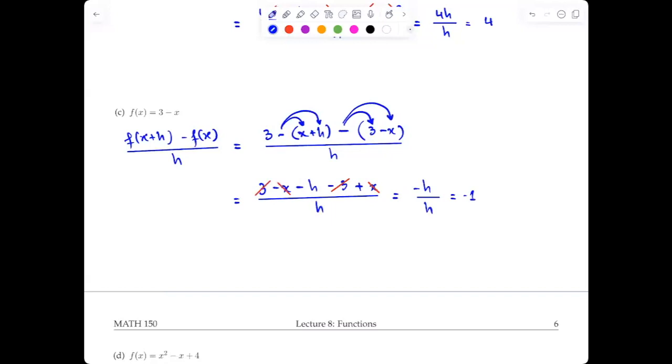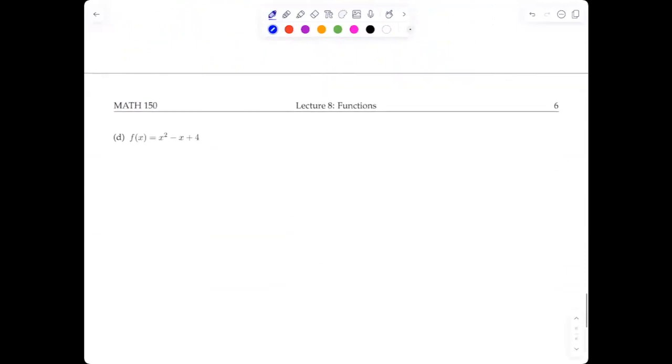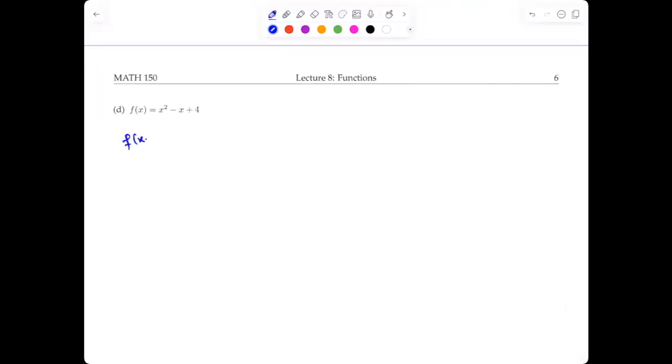Now for the next problem, it's a little bit more involved because you have a polynomial function of degree 2. But the process should be the same. Anytime you see x, you substitute by x plus h. So you do f of x plus h minus f of x divided by h. So you have x plus h squared minus x plus h plus 4. So what I just wrote down is f of x plus h.